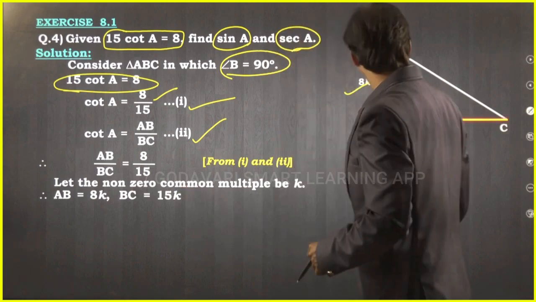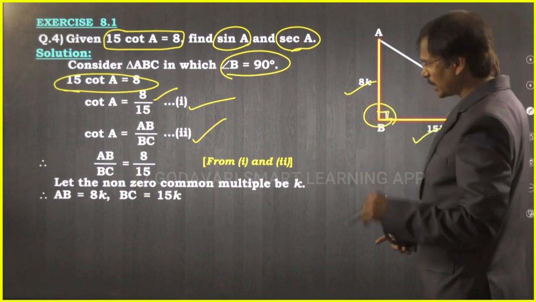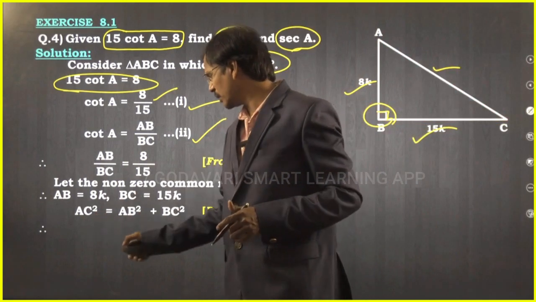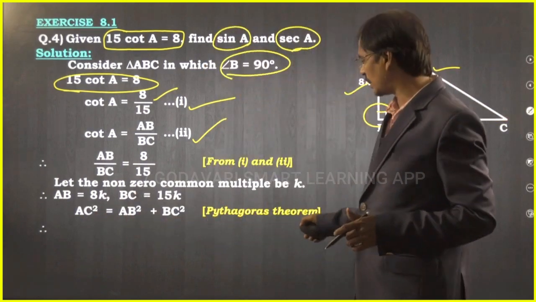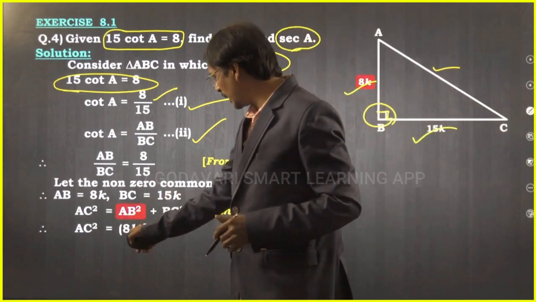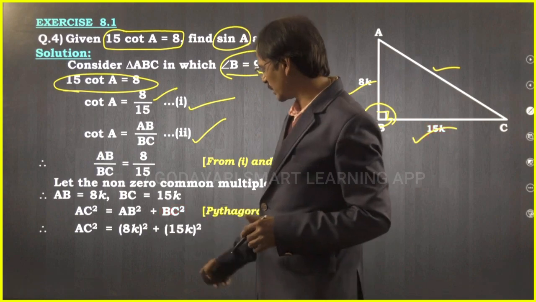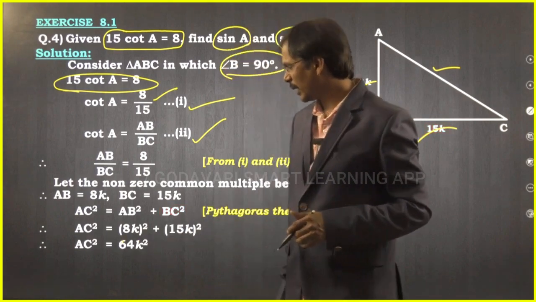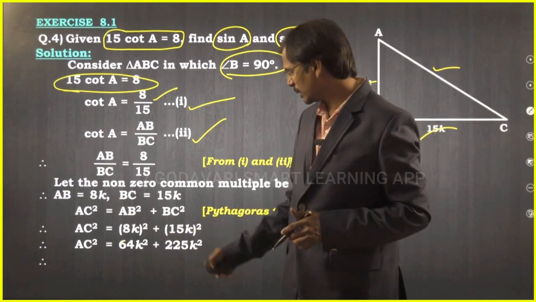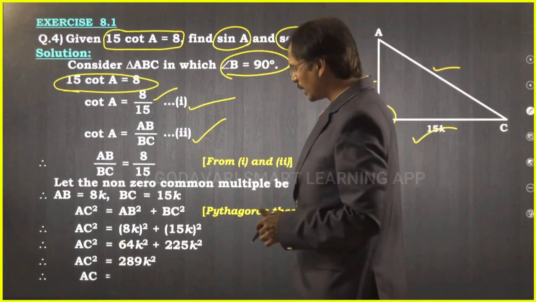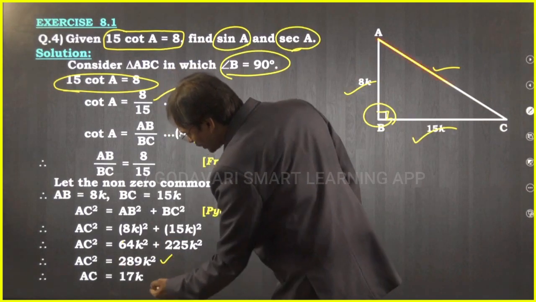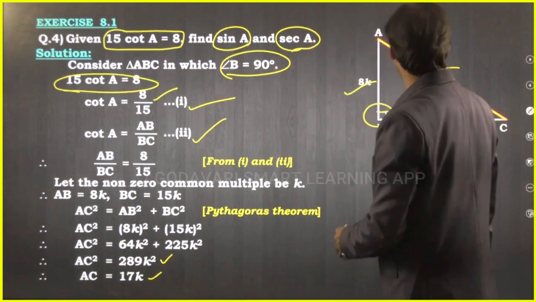So here we have to find the third side, the hypotenuse. By using the Pythagoras theorem, we have to find AC square. Hypotenuse square is equal to side square plus side square. Now using the Pythagoras theorem, AC square is equal to AB, which is 8k whole square, plus BC, which is 15k whole square. Therefore 8k whole square is equal to 64k square and 15k whole square is equal to 225k square. So totally 289k square. So AC is nothing but the square root of 289, which is 17k. The hypotenuse is 17k.